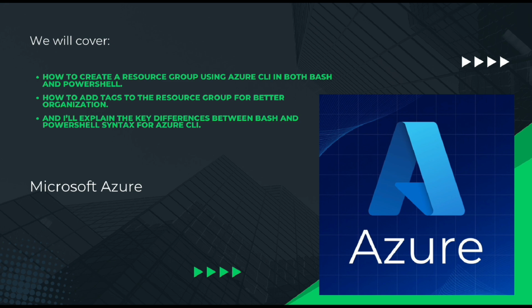Now we will cover these three things: how to create a resource group using Azure CLI in both Bash and PowerShell, and how to add tags to the resource group for better organization. And I will explain the key differences between Bash and PowerShell syntax for Azure CLI. So grab your terminal and let's get started.